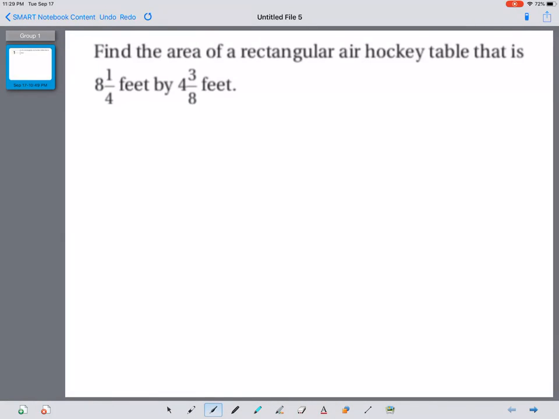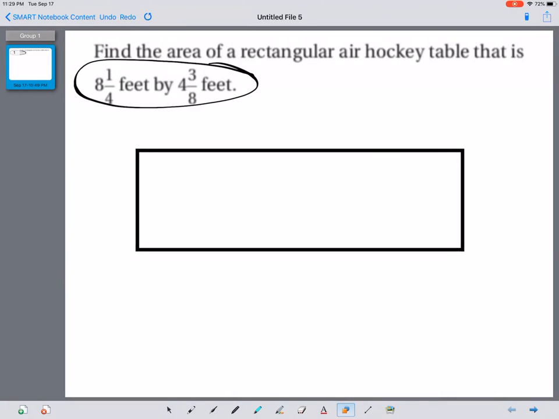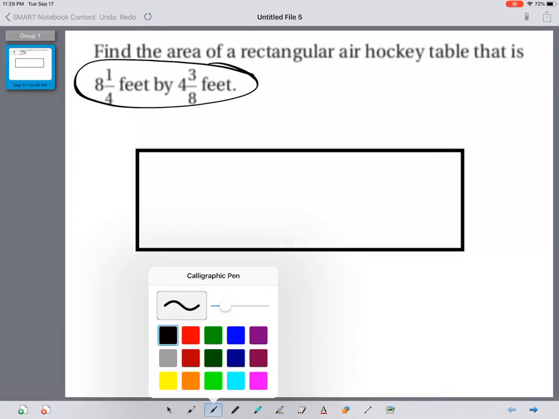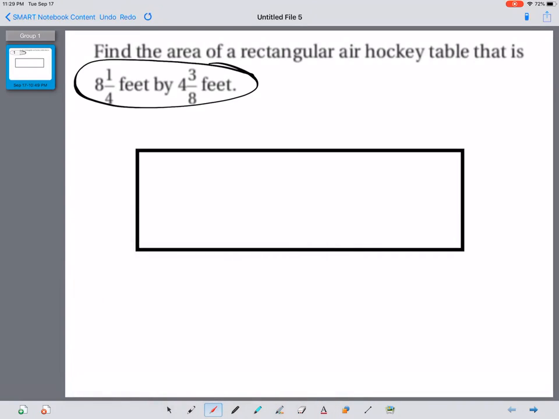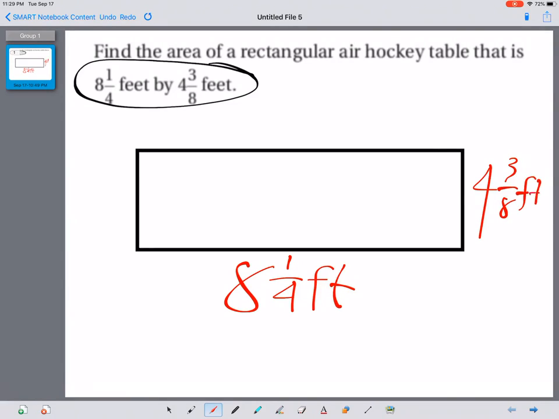So we're asked to find the area of a rectangular air hockey table that is 8 1/4 feet by 4 3/8 feet. So what does this really look like? We have a rectangle, which is basically the air hockey table, and then we have the dimensions of the air hockey table. It's 8 1/4 feet long by 4 3/8 feet wide. So this is what it would look like in a drawing.